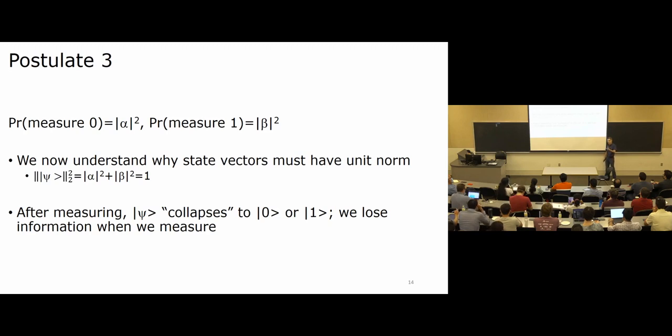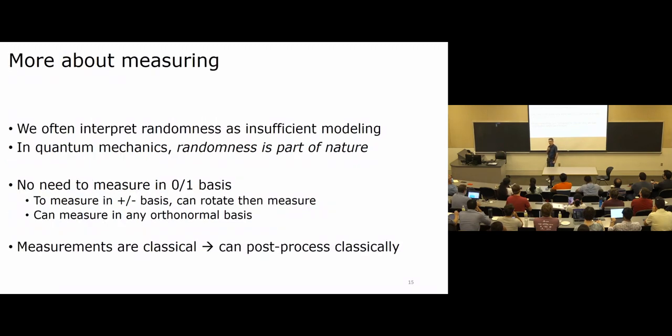So whereas earlier we had some information in the amplitudes alpha and beta, we lose that information. Now we have only either ket 0 or ket 1. A bit more about measuring.